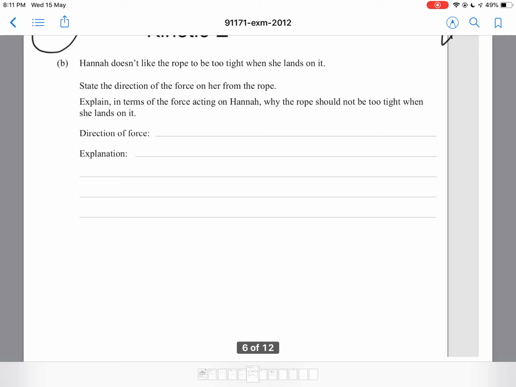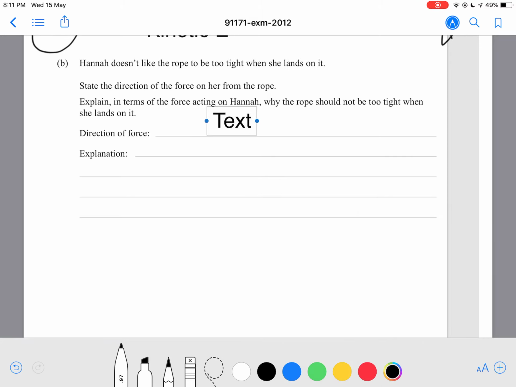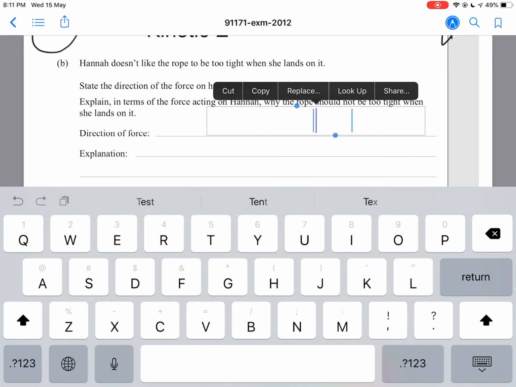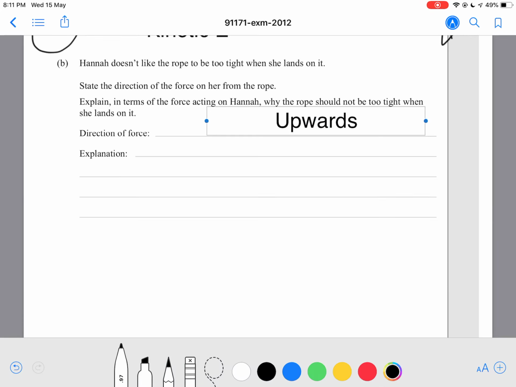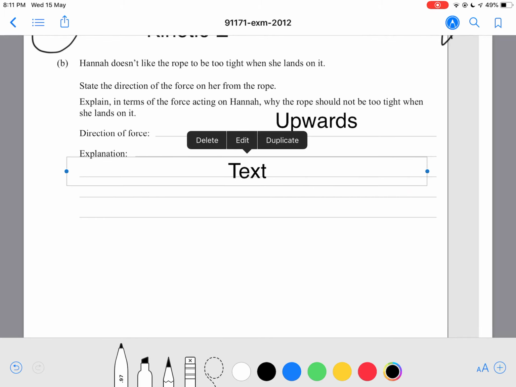So the direction of force. When the trampoline has pressed down, the force is acting upwards and it's about to spring back up. So it's pretty self-explanatory. We're just going to state upwards here. We're not going to write anything more because it only says state. And at the bottom here, we're going to explain why the rope should not be too tight when she lands on it, in terms of the force acting on Hannah.